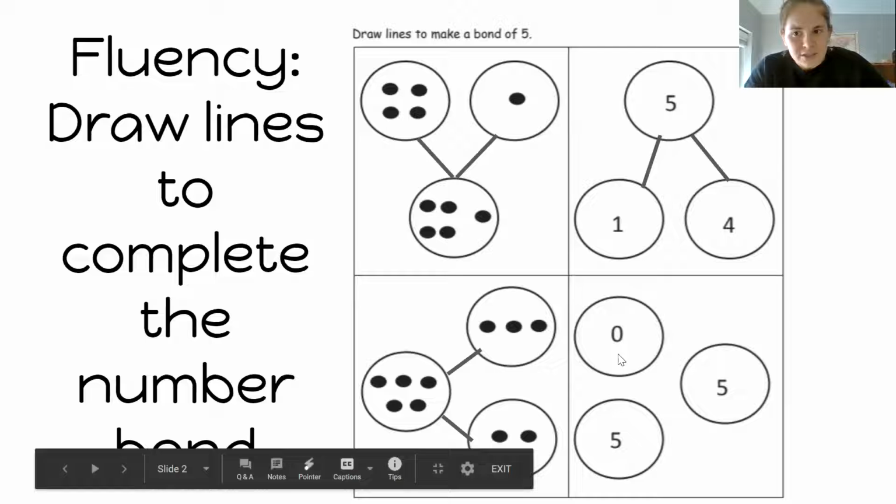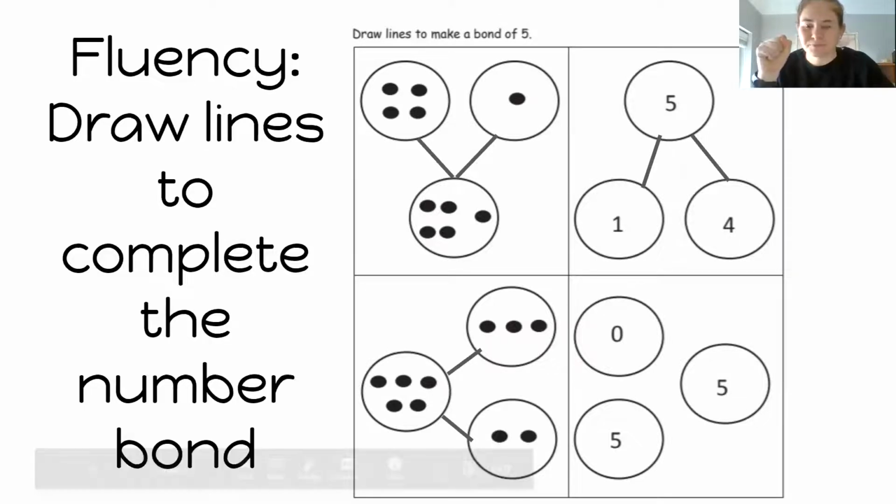Uh-oh, this one looks a little different. We have 0, 5, and 5. Show me 0 fingers. Nice. Show me 5 fingers. Is 0 our total? Is 0 our biggest number? No. What about 5? Can 5 be our total?